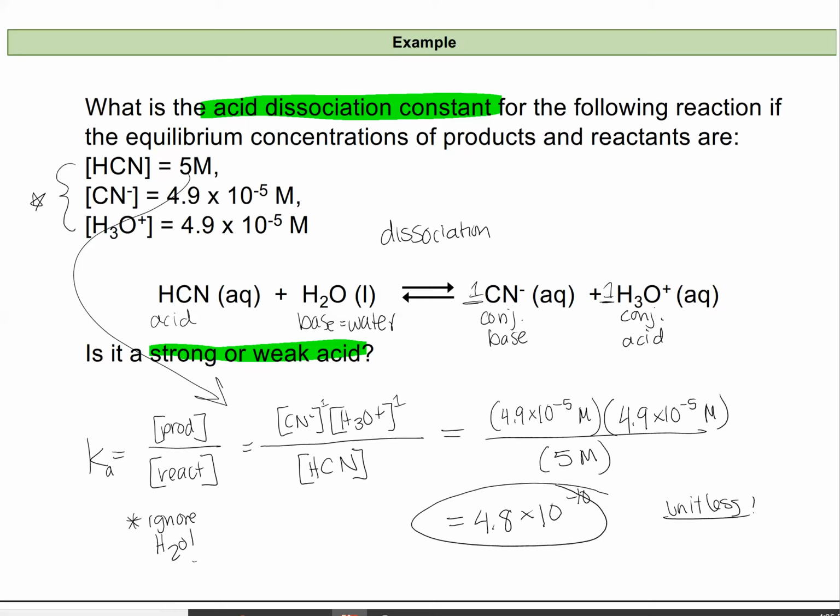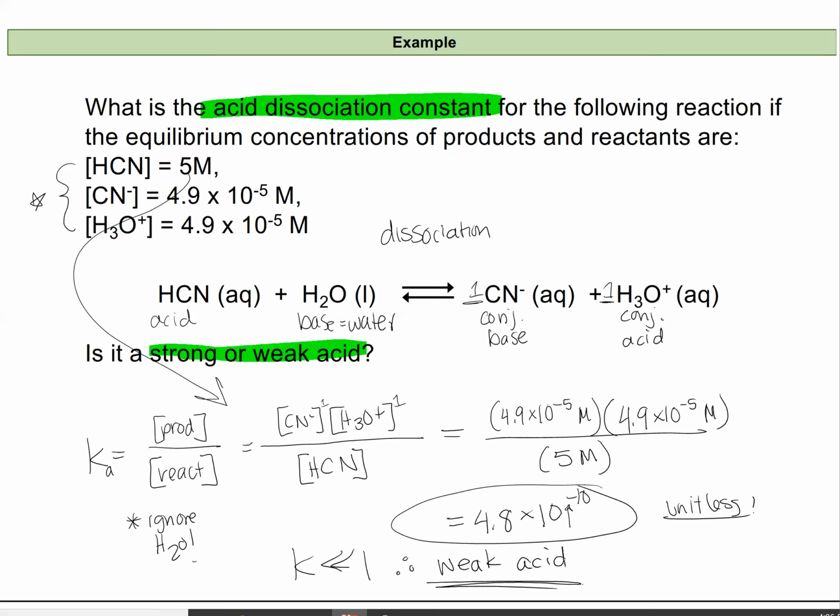So here's my value. Now the question is, is this a strong or a weak acid? Because this is times 10 to the negative 10, it's a very small number. It's much smaller than 1. Therefore, this is a weak acid. I don't expect a lot of my acidic hydrogen bonds in my hydrogen cyanide to break to form cyanide and hydronium ion.